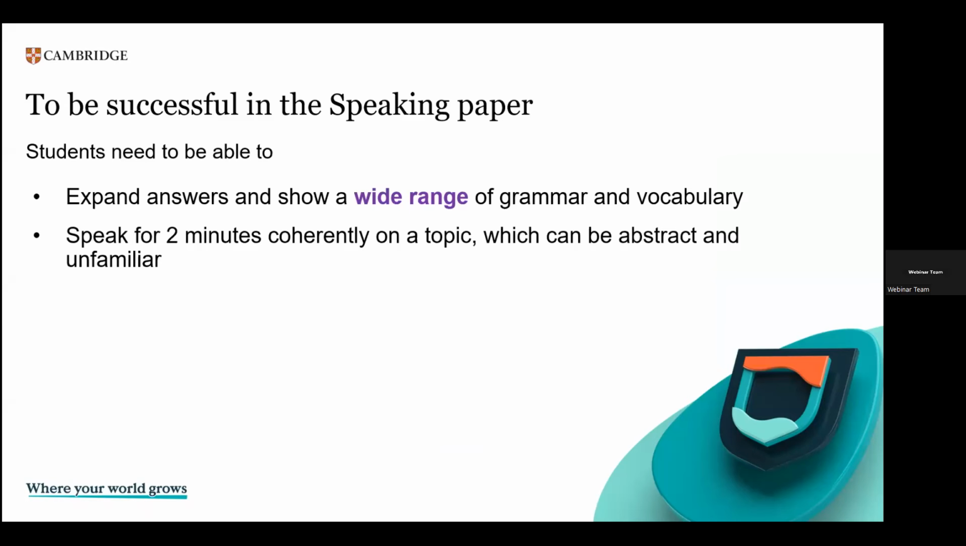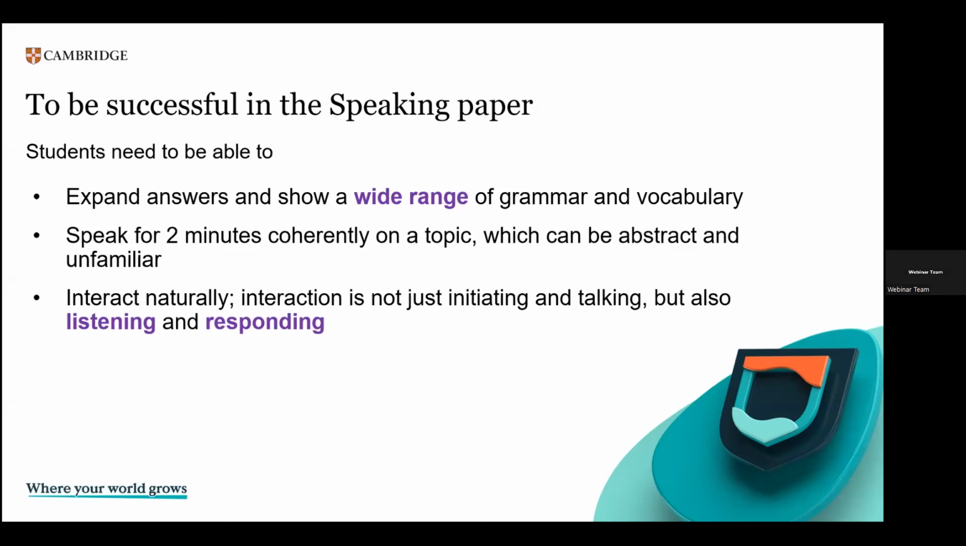It's ideal if every time your time is up, the examiner stops you. It's not a problem. The examiner stopping you means that you've covered your time. Your topic can be quite abstract and unfamiliar, but you should at this level have the maturity to express ideas about abstract things.